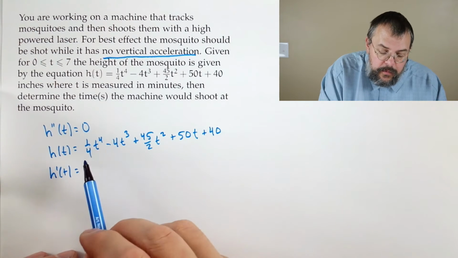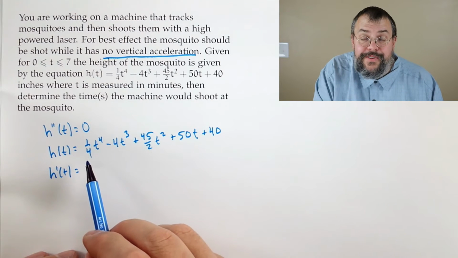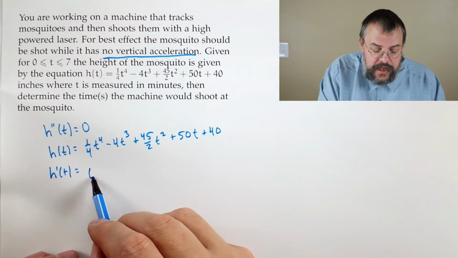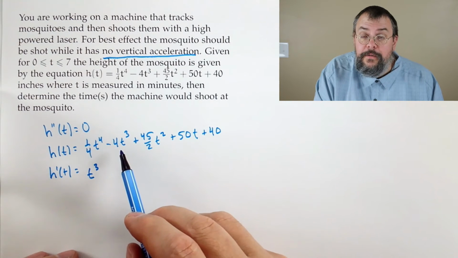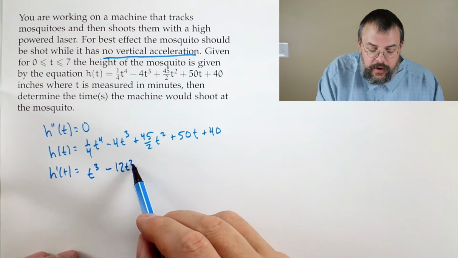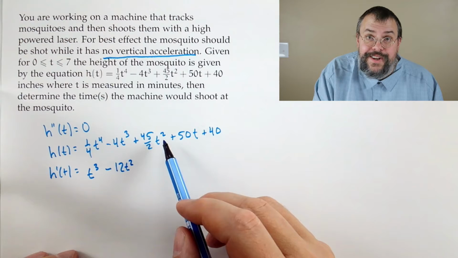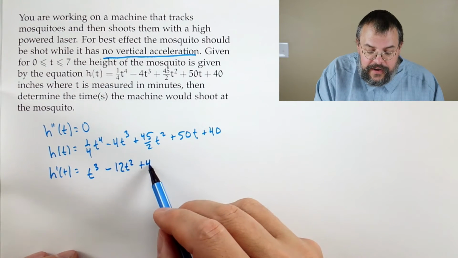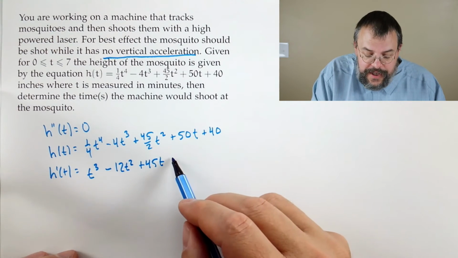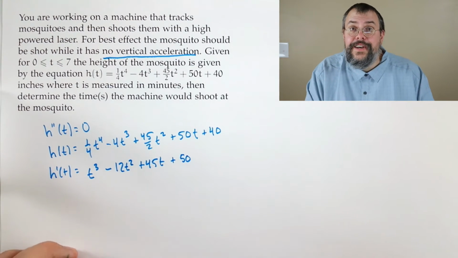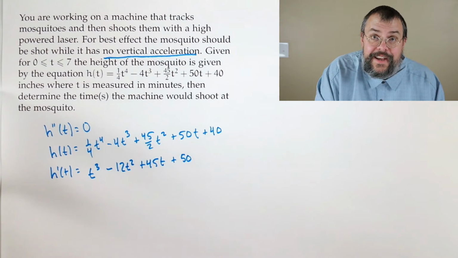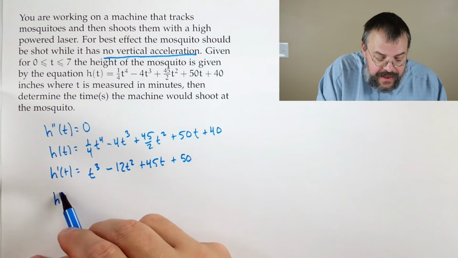Now, h prime. Well, term by term. Derivative of 1/4 t to the 4th: the 4 comes down, cancels with that 1/4, and we end up with t cubed. Derivative of 4t cubed, 3 comes down, minus 12t squared. 45/2 t squared, 2 comes down, 45t. Derivative of 50t is 50. And the derivative of 40 is 0. It goes away. It's a constant. Now, next round. h double prime of t.